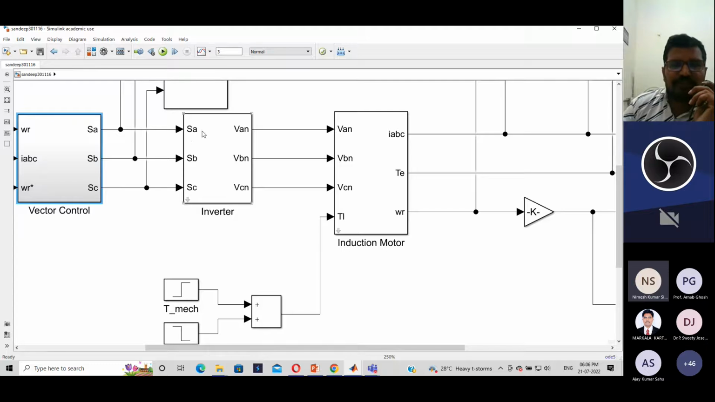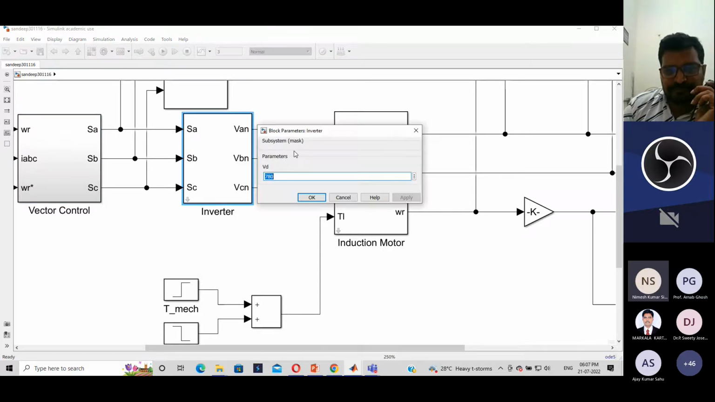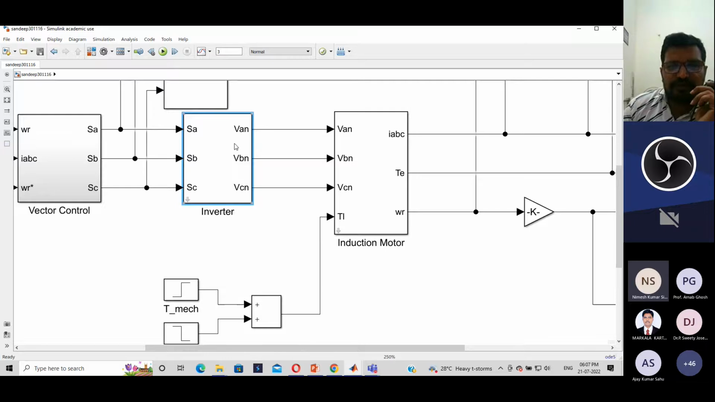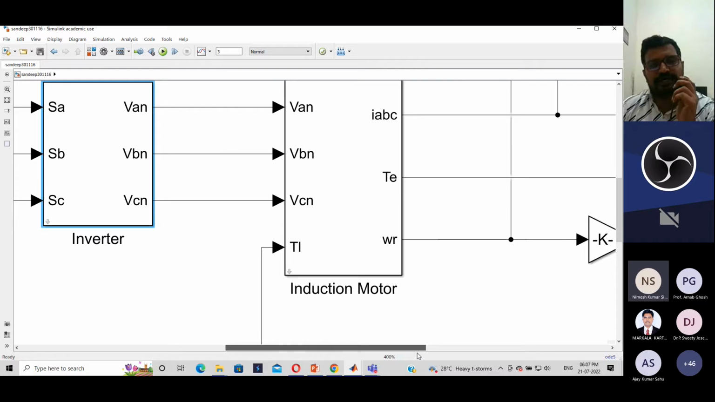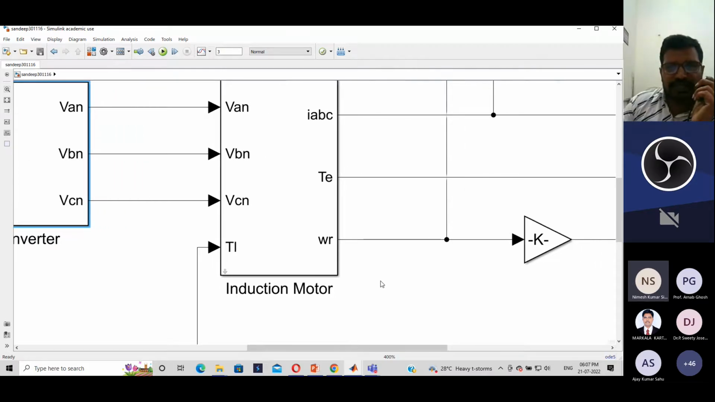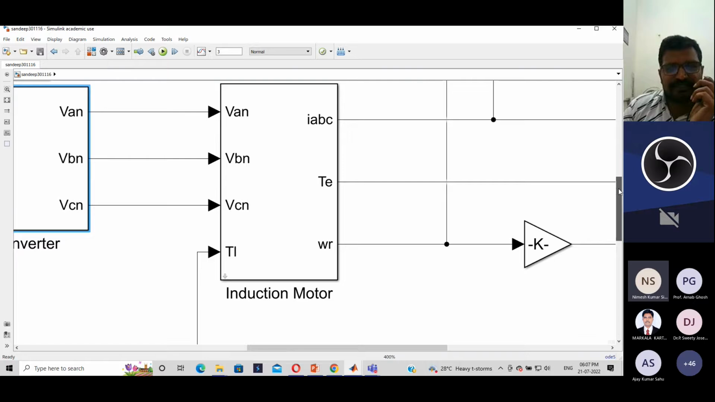As we know, once we know SA, SB, SC, so one leg we know, then the other will be complementary. So the three switches are given to the inverter module. This inverter module will produce VAN, VBN, VCN, which is fed to the induction motor. Again, the induction motor you can get directly from the Simulink library, or you can write a mathematical modeling based system.